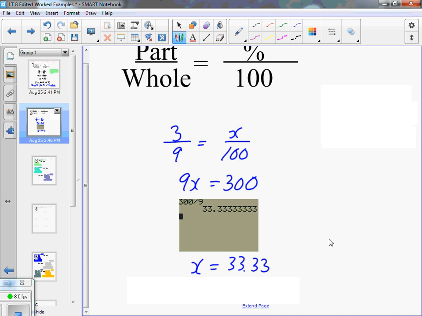So what have we found? We found that 3 is 33.33% of 9. In both of these examples we've done, the x was the percent. When your x is the percent, make sure that if you have to write your answer or pick out a multiple choice answer, 33.33 is not actually your answer. 33.33% is actually what your answer is. Okay?